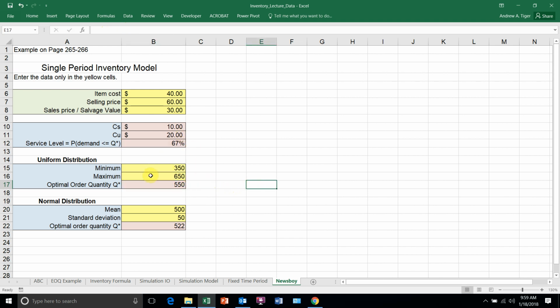And again, the formulas are already ready. It's a template set up. Actually, I just reproduced the template in the book with slightly different terminology on things. So that's the Newsboy problem.